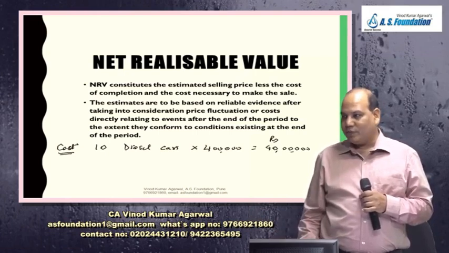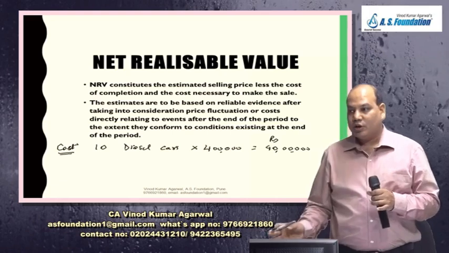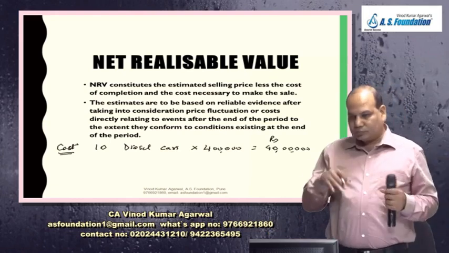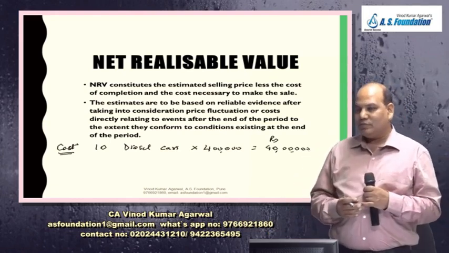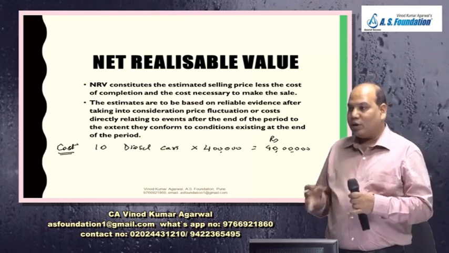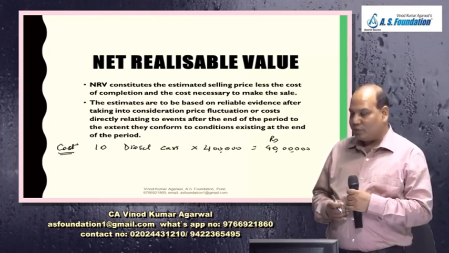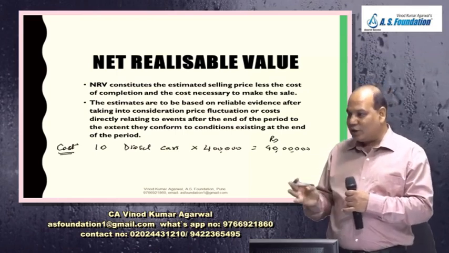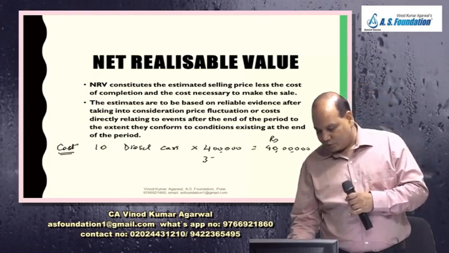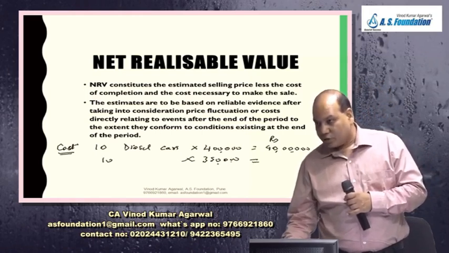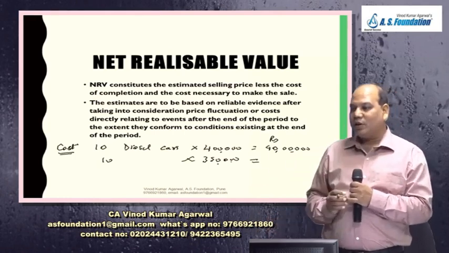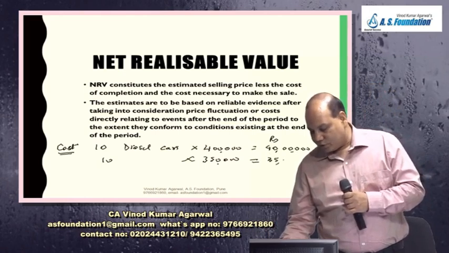After the year ending date, on 5th of January, a law has been passed, and now the company is not allowed to manufacture new diesel cars. So this company would try to remove it from the stock as early as possible, and immediately the market value of these diesel cars has gone down to 3,50,000 because people will not be interested in buying this. So NRV will now be based on the event after the balance sheet date, which only confirms the condition which existed at the balance sheet date. So NRV is 35 lakh.